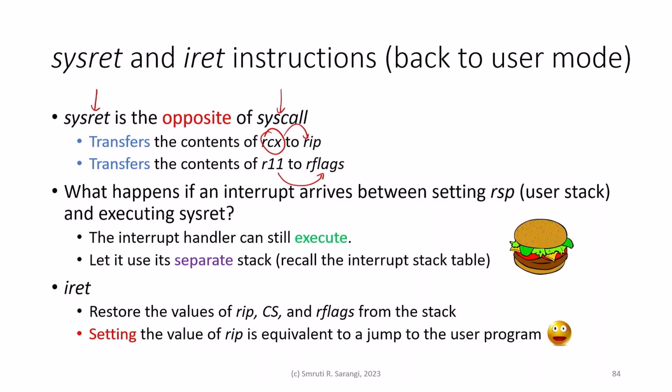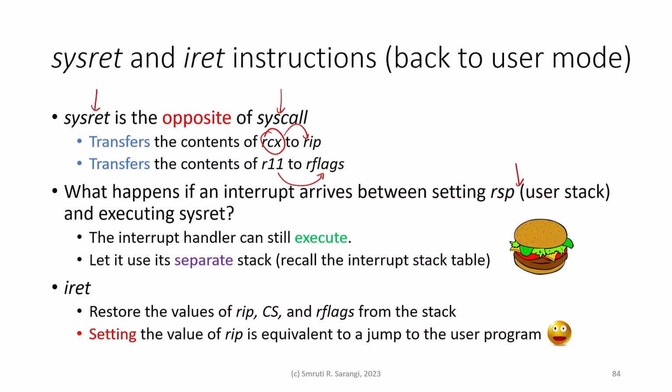When you are restoring the state, it is not as critical as when you are collecting the state, because when you are collecting the state it has to be pristine. But when you are restoring, the state is anyway there in the data structures, so you don't have to worry that much. Let's say an interrupt arrives between setting the user stack and executing sysret. This is fine because the interrupt handler anyway stores and restores the state. So the interrupt handler can execute.